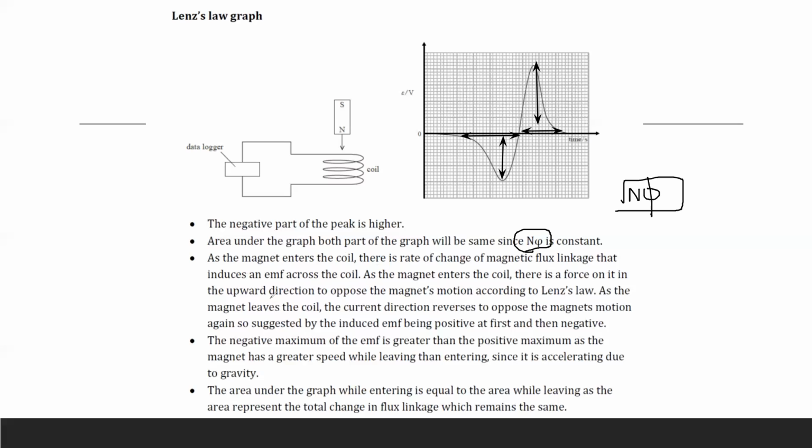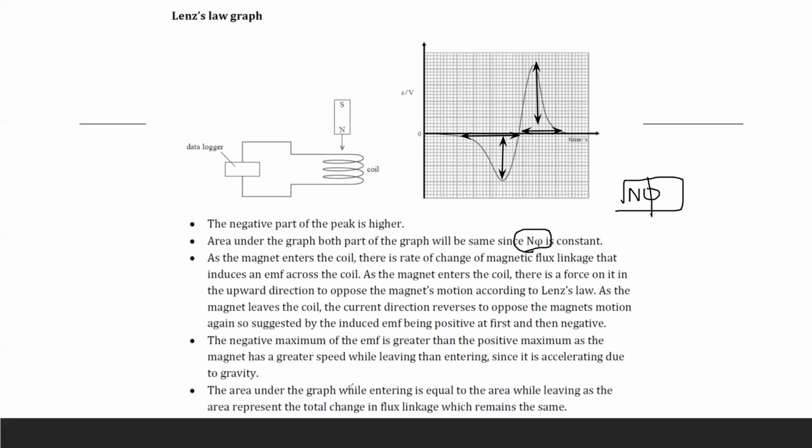according to Lenz's law. As the magnet leaves the coil, the current direction reverses because the direction of motion of the magnet is opposite. The negative maximum of EMF is greater than the positive. The reason for that is that while leaving, the magnet has a greater speed as compared to when it enters.